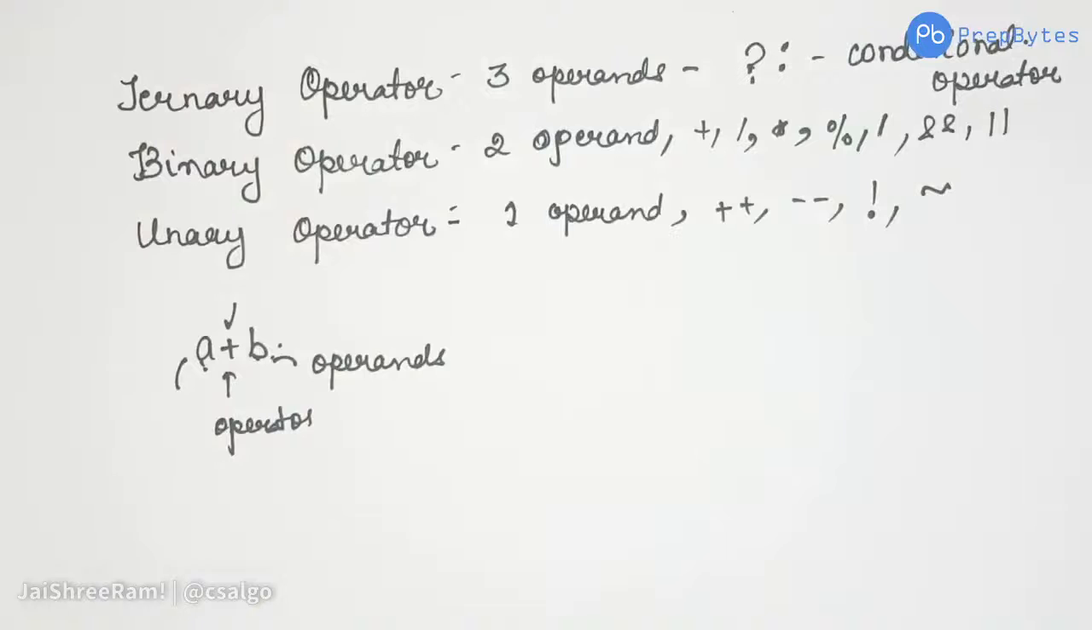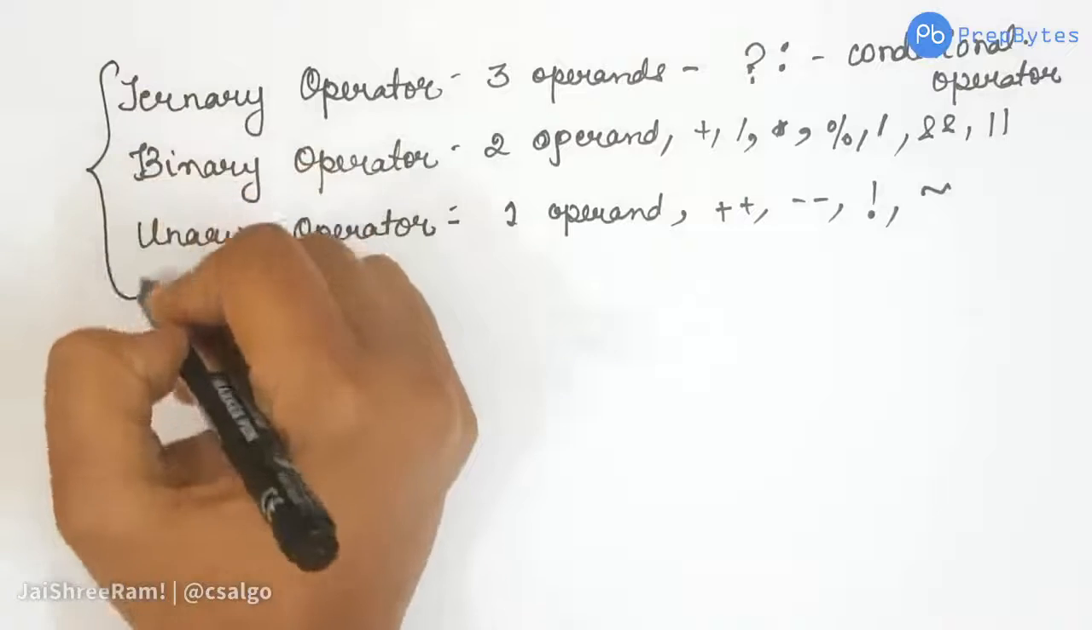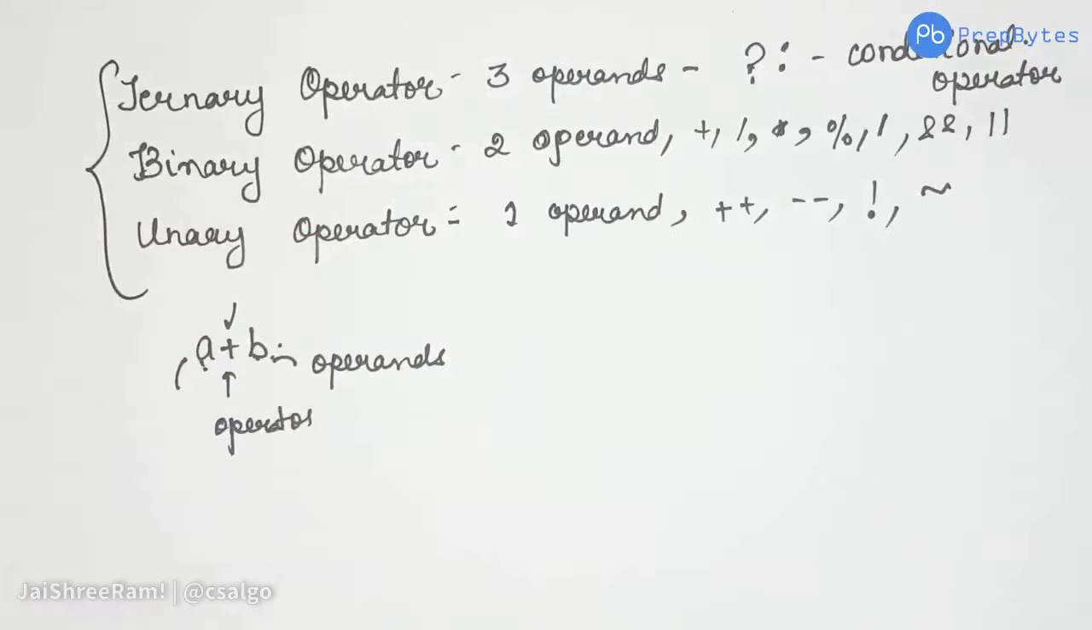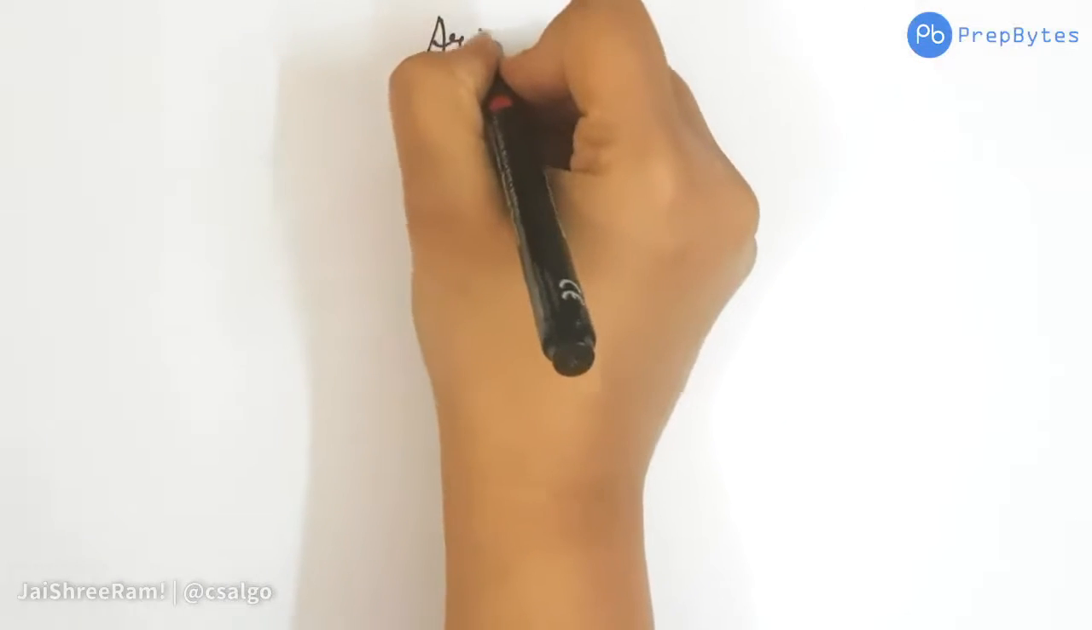Again repeating, based on the number of operands a particular operator is using, we have this classification. Now let's go on to talk about arithmetic operators. Now we will talk about the arithmetic operators.